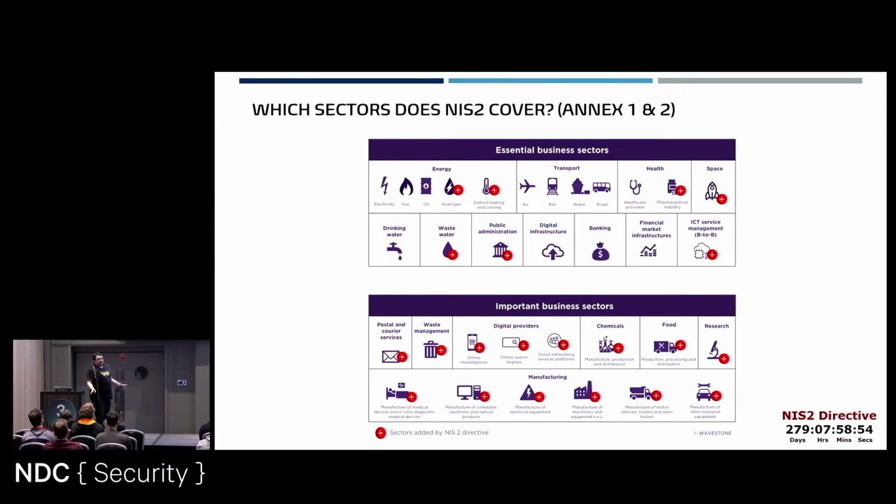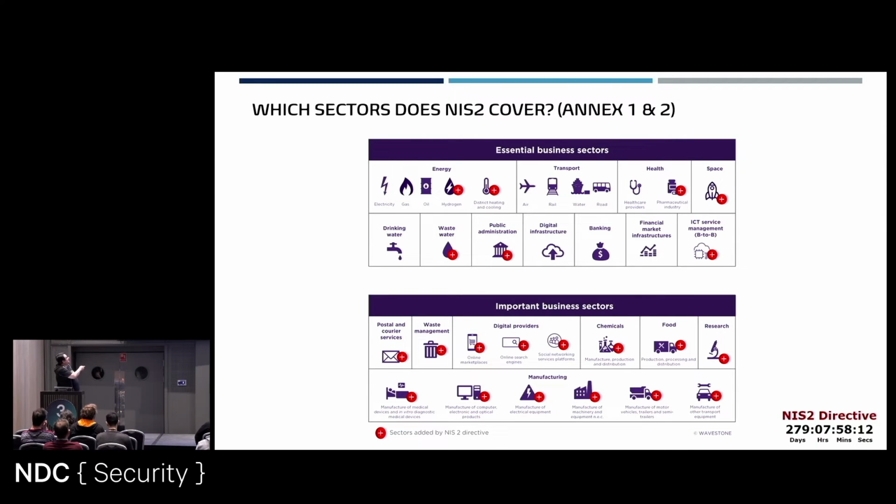Now, another thing here is how they extended the sectors. And you see a list here, and anything that's a plus has either been added or they had the thing expanded from NIS1. So it might have been in NIS1 and got expanded, or was just added in NIS2. And they divide the sectors into essential business sectors and important business sectors. The companies that fall under each might be different. The sanctions for each are different. But now it's a lot more organizations that would fall under this.